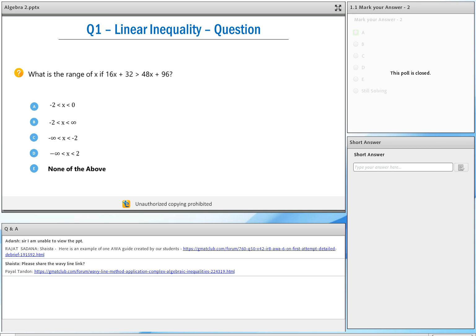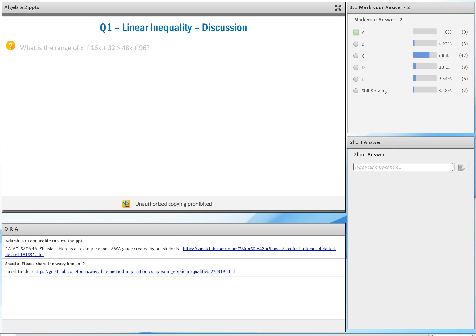All right, I'm going to end the poll now. So about 70% of the class got this question correct. But I could see that some of you took quite long to solve this question. So let's just go through the solution here. It's a relatively straightforward question.